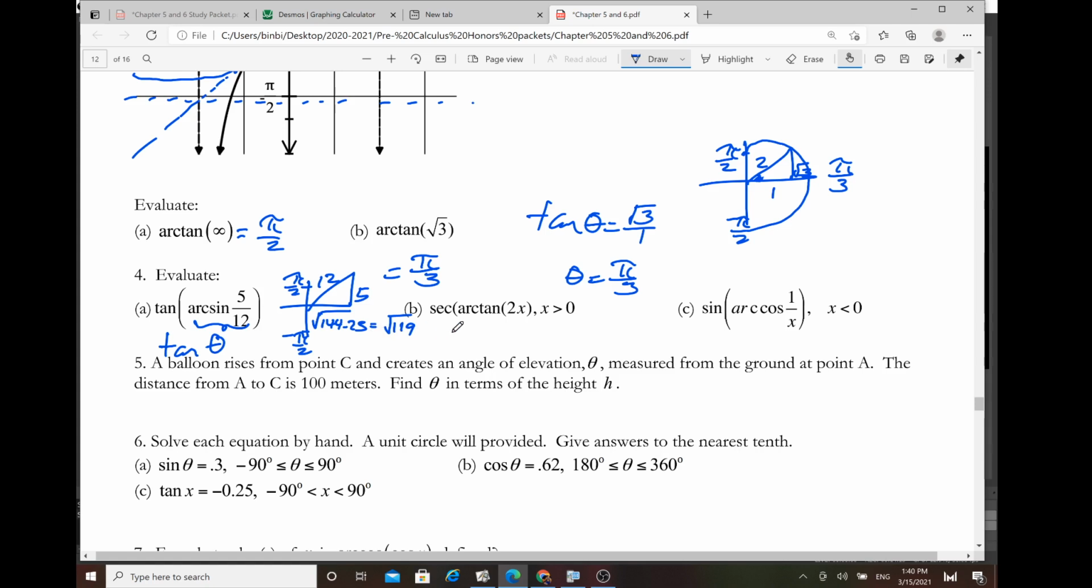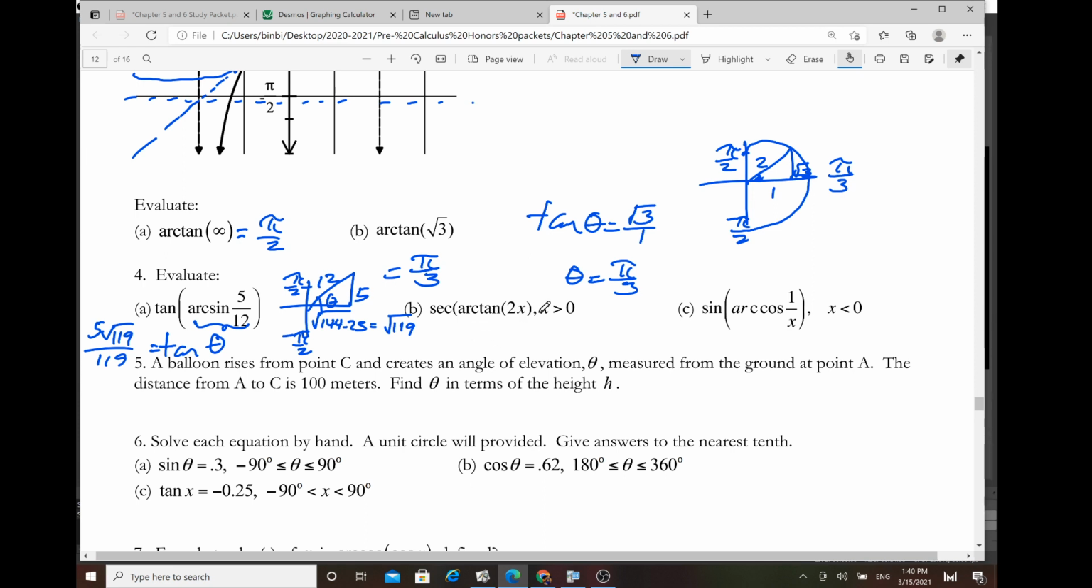Okay, so let's check that. We don't know what that number is, square root of 119. But the tangent of theta, using the same triangle, what we found, tangent of theta would be 5 over root 119. So 5 root 119 over 119. And then the rest of this is quite similar.